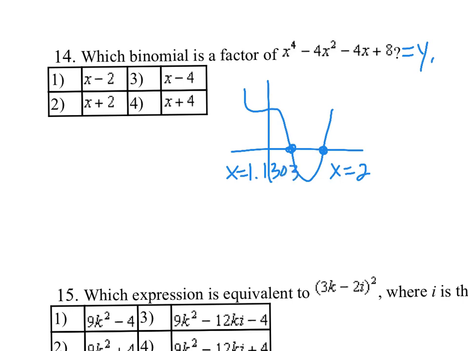1.1303. So now, if you read the question, which binomial is a factor, remember that if you want factors, you take their roots and we change the sign. So this is going to become x minus 2. So x minus 2 is a factor. And you can see that that would be choice 1.